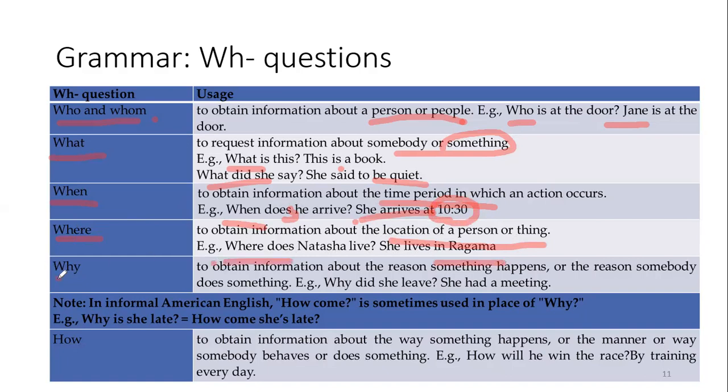And then why is a question we are asking for a reason, right? Why something has happened. Here it's about reason. The lady in the video explained this very clearly, so I'm not going to waste much time on this. Okay. And here you have to note down an informal American English expression is how come.